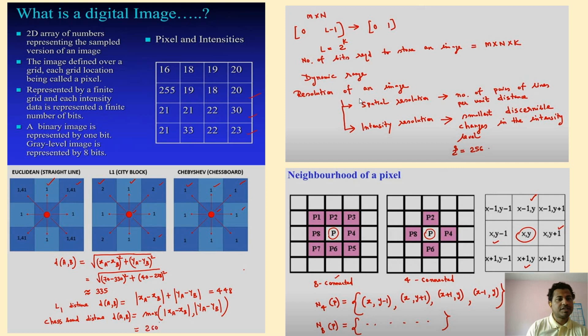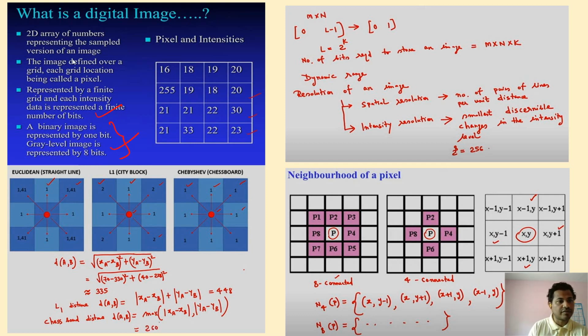What is a digital image? A 2D array of numbers representing a sampled version of an image. The image is defined over a grid, each grid location being called a pixel, represented by a finite grid, and each intensity is represented by a finite number of bits. A binary image is represented by 1 bit, a gray level image is represented by 8 bits. Pixel and intensities.